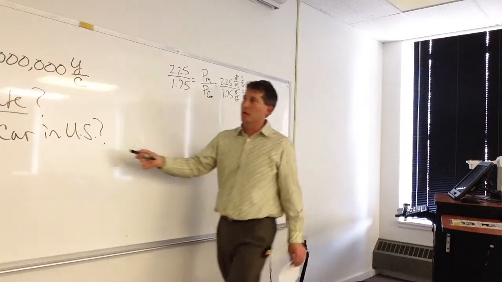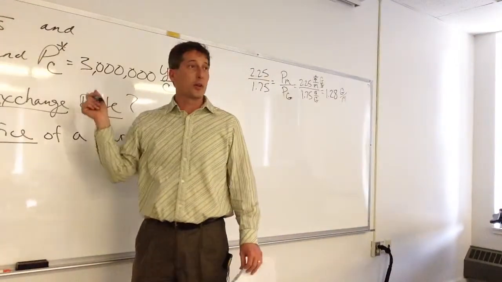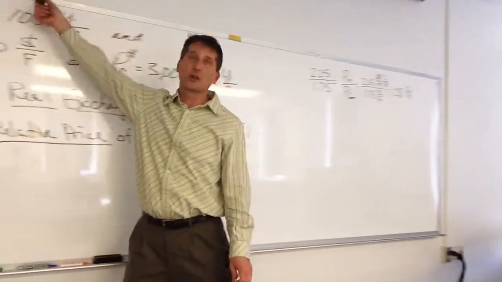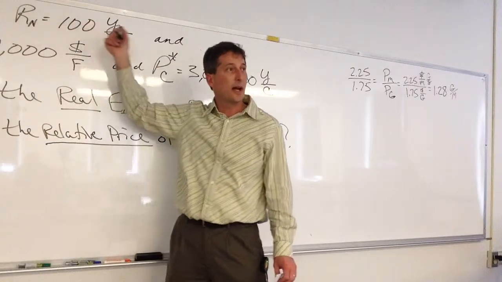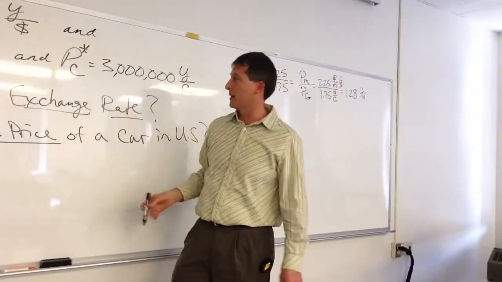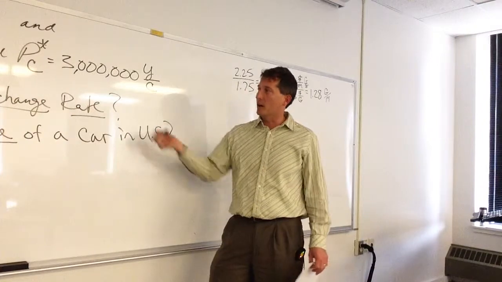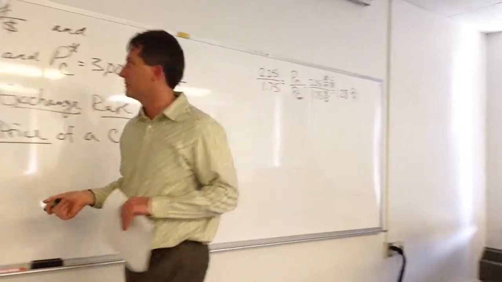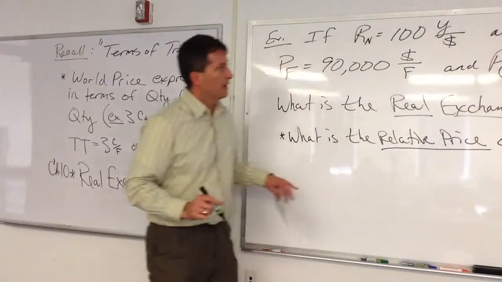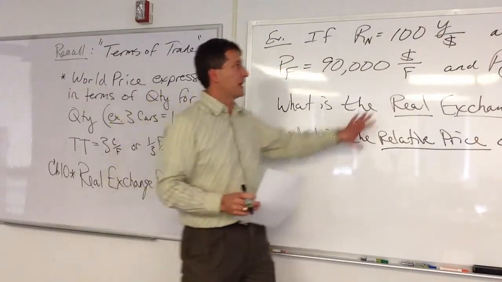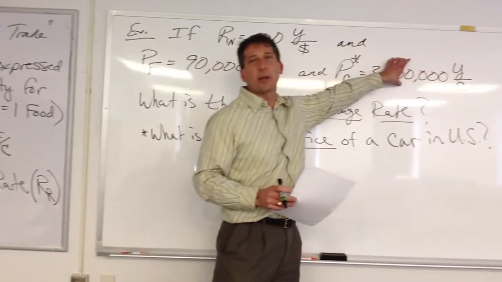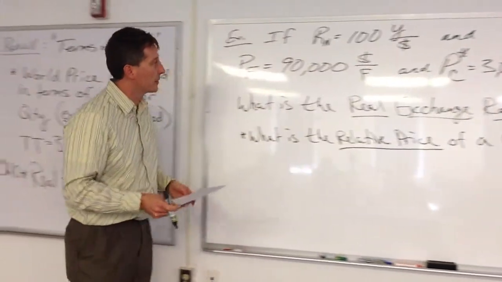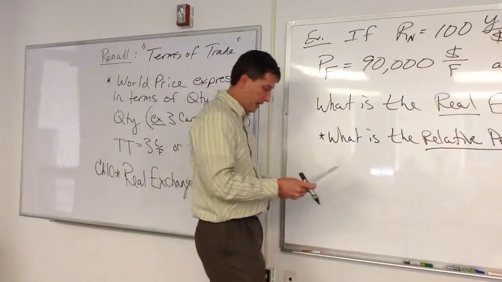So now we're thinking about the global marketplace. The only thing standing in our way is that we've got different currencies that we can trade them at. But we can now think about the relative price of a car or the relative price of food in the United States. Let's do the same exercise, except that the car is coming from Japan now rather than some American-made car.